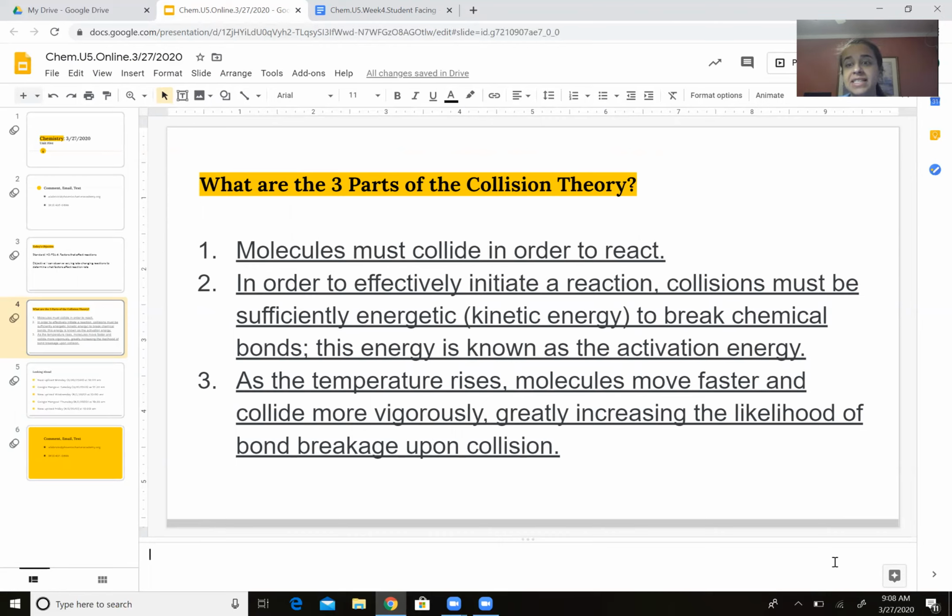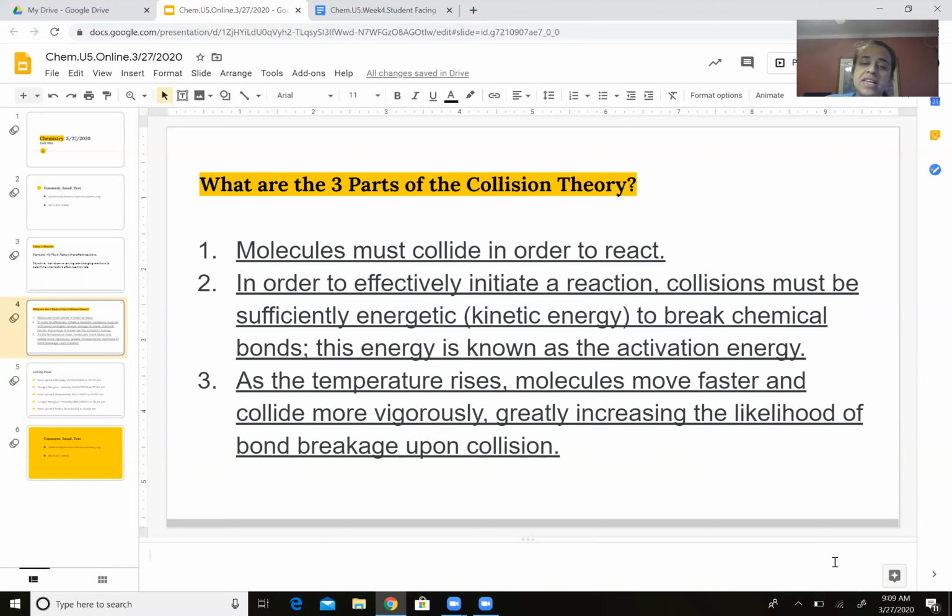And we've talked about that last time. We talked about what activation energy was. So there must be this minimal amount of energy for a reaction to occur, because if there's not enough energy, it won't be able to get over that bump for the activation energy.